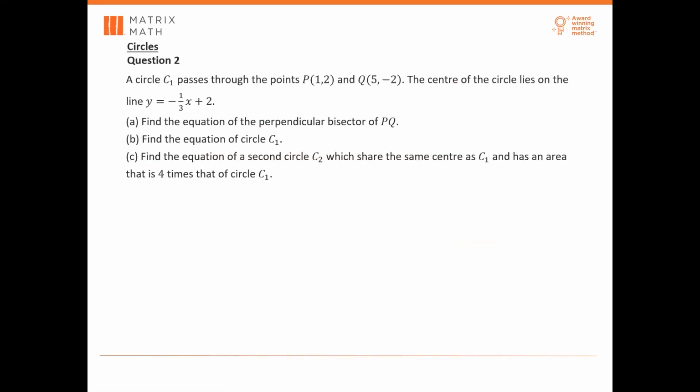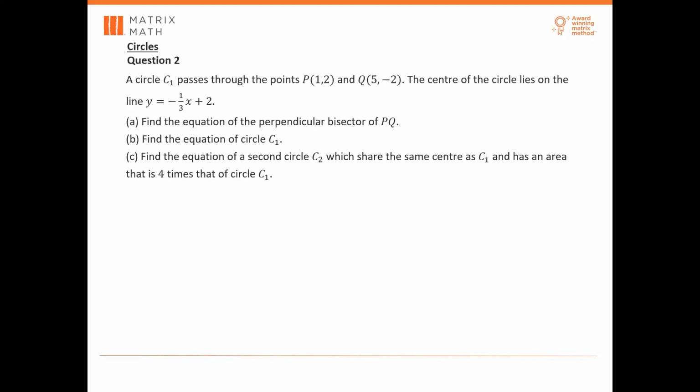Okay. Question 2, circles. We have a circle which passes through the points (1, 2) and (5, -2), and the center of the circle lies on the following line. Now the points given to you, (1, 2) and (5, -2), are just random points on the circle.